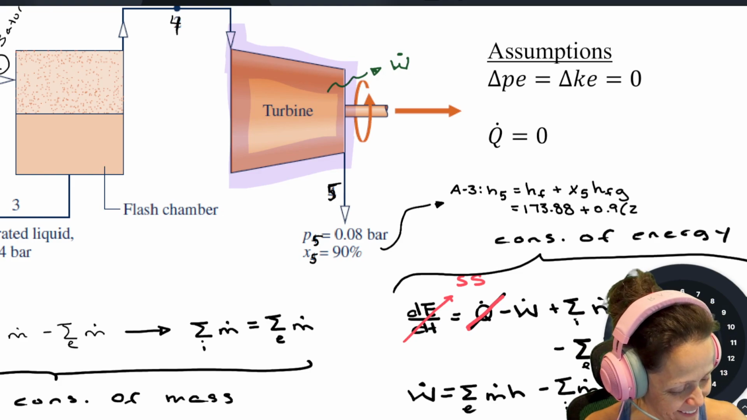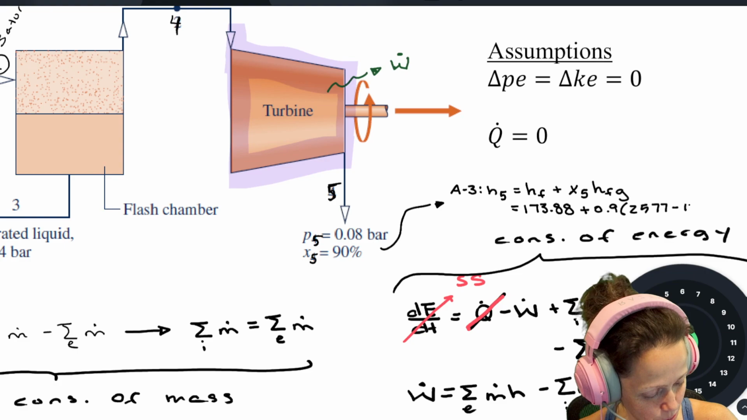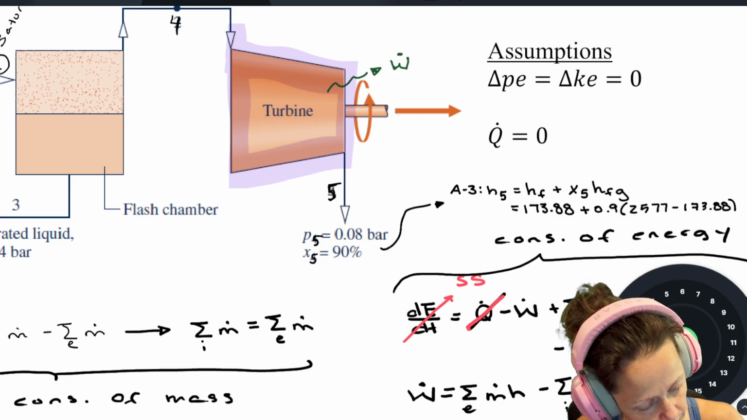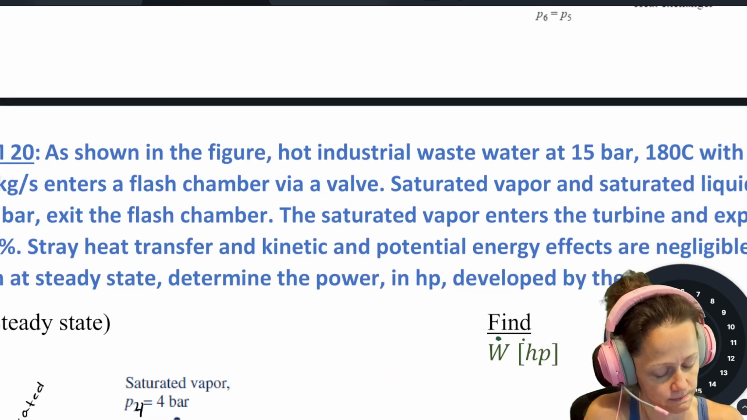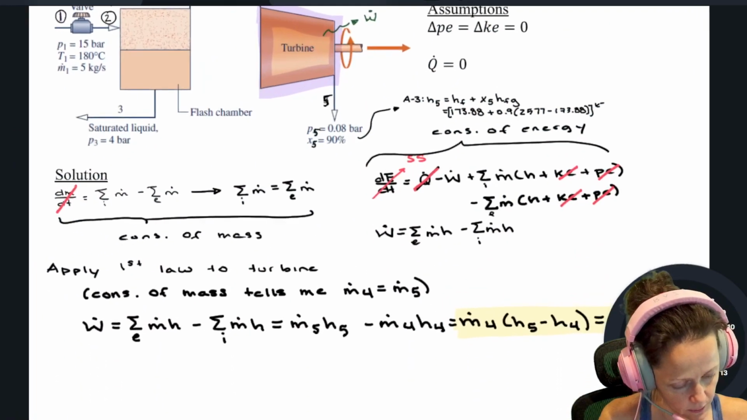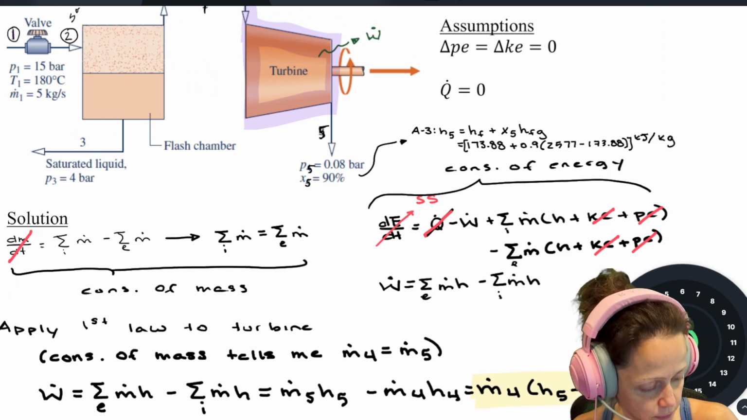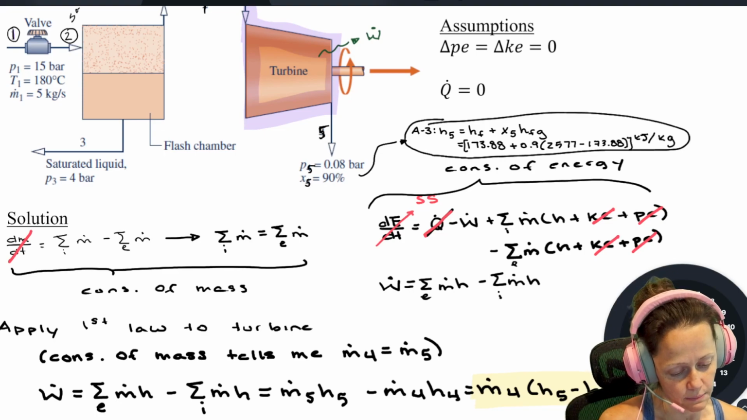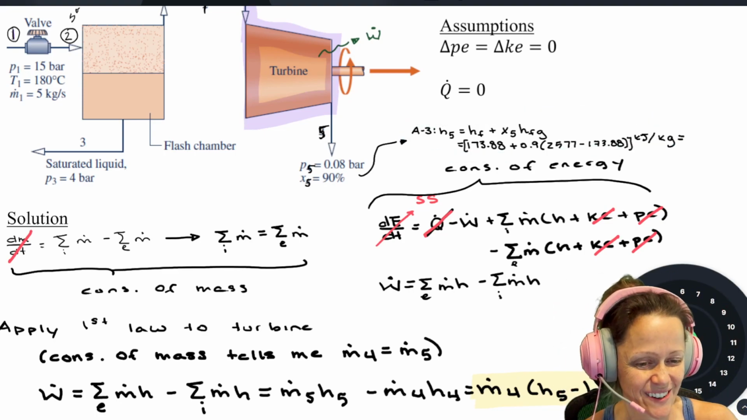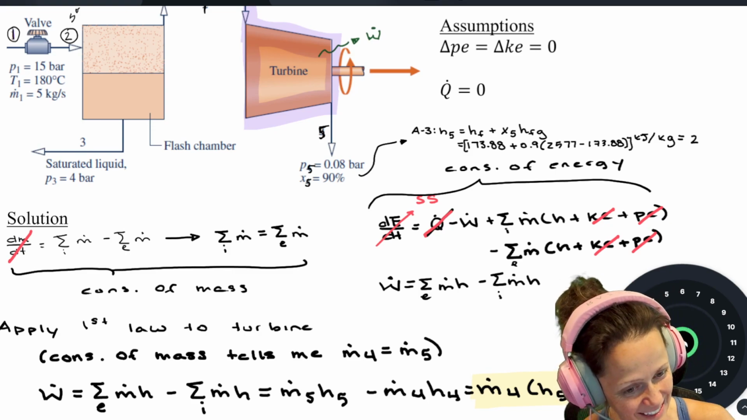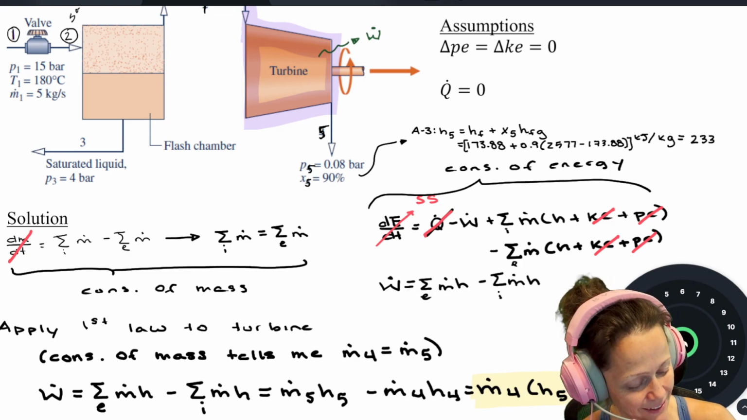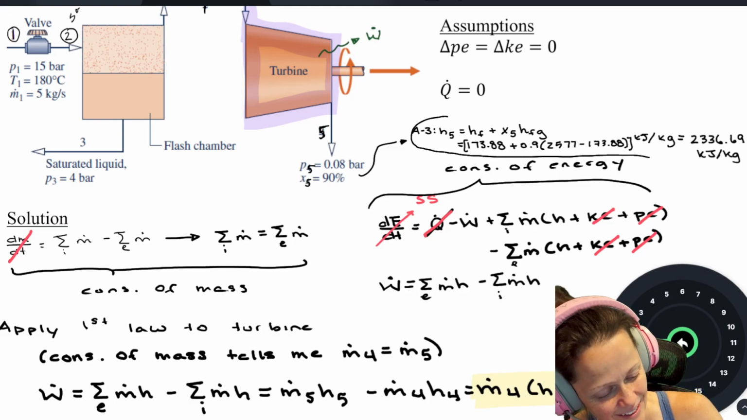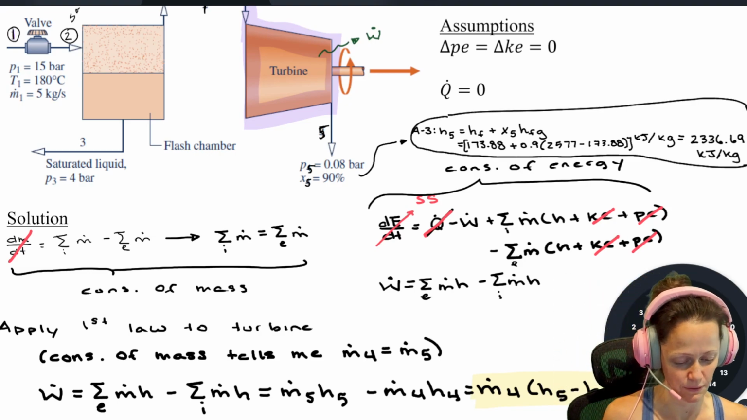2577 minus 173.88. And all of this is going to be kilojoules per kilogram. All right, perfect. So I got that one. I'm going to circle it. Got state 5. I don't have the number yet because I didn't give you one. So I've got 2336.69. That is kilojoules per kilogram. Perfect. There's H5. Let's go see what H4 is.